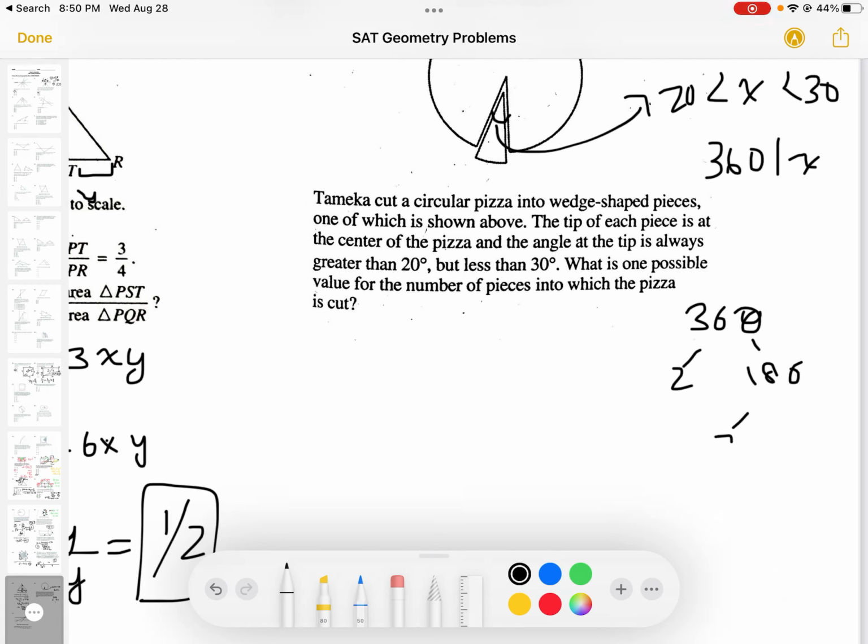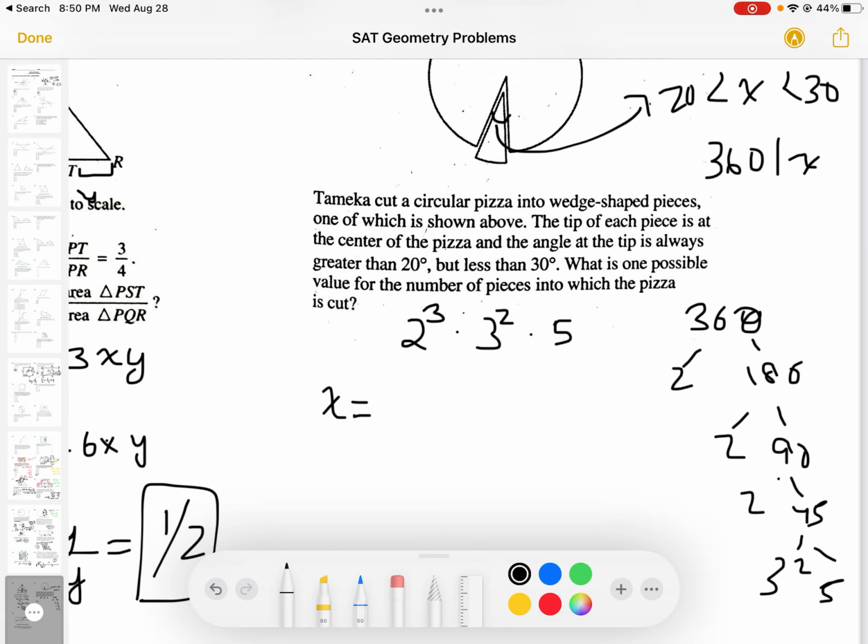So this is 2, this is 180, 2, 90, 2, 45, 3 squared, and then 5. So the prime factorization is 2 cubed times 3 squared times 5. Right? And it looks like there is a factor we can assign for x. We can make it 2 cubed times 3. This is 24. This is a factor of 360, but is between 20 and 30.